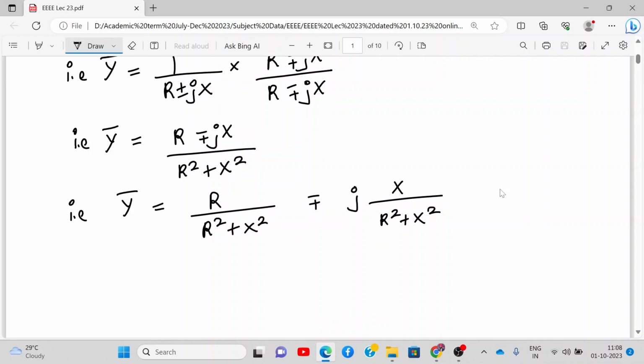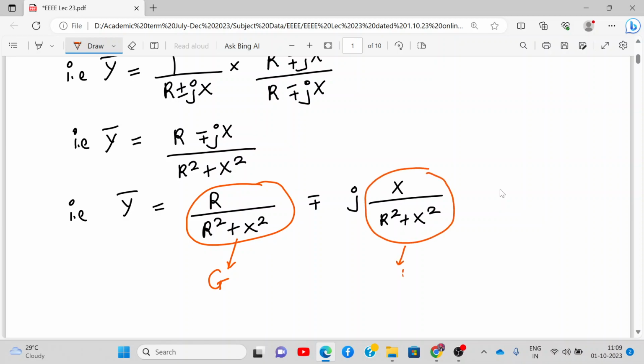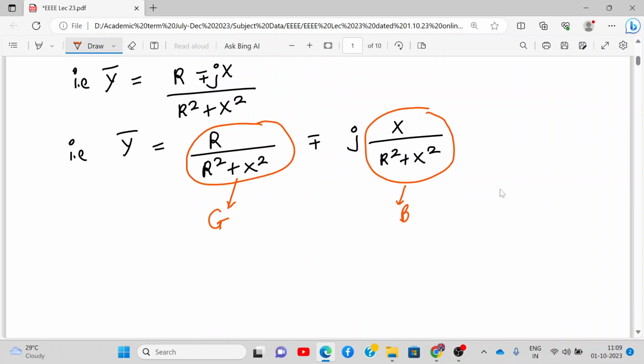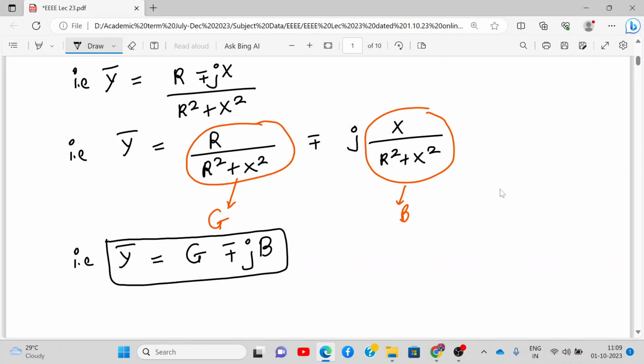So we have represented Y bar as R upon R square plus X square, minus plus JX upon R square plus X square. Now this entire first term is called G, and the second term is called B. So we'll write it further as Y bar is equal to G minus plus JB. It is represented in this form.